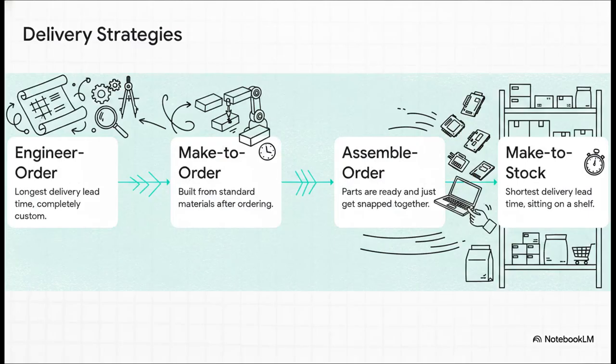And those expectations directly dictate a company's delivery strategy. It's basically a ladder of lead times depending on what your specific order winners are. If your customer wants unique customization, you use engineer to order, but that means a very long wait time because you're designing it totally from scratch. Step down to make to order, and you wait for the order before building from standard materials, which reduces the wait time. Assemble to order is kind of like buying a custom PC online.